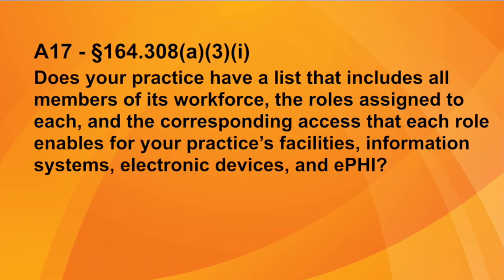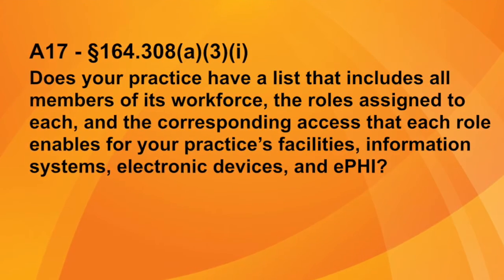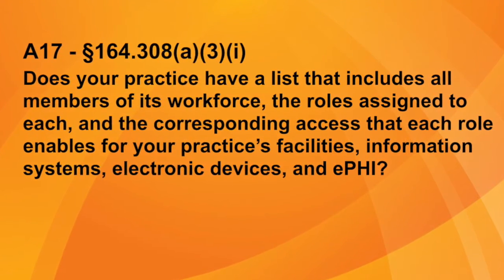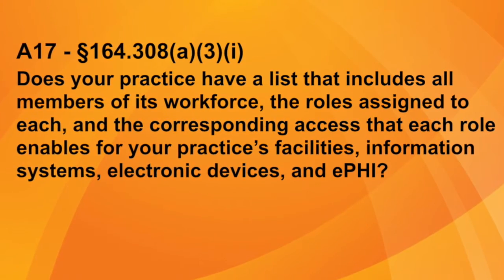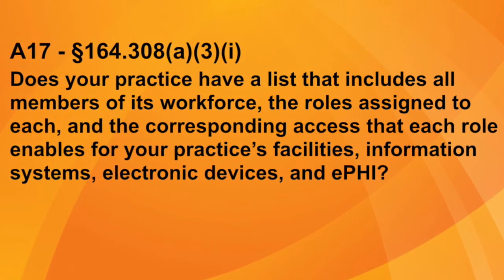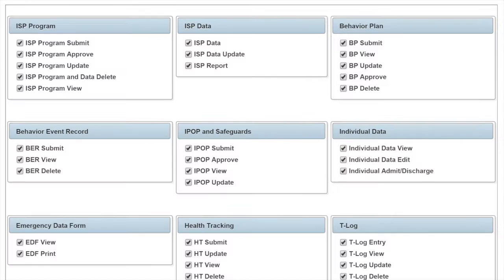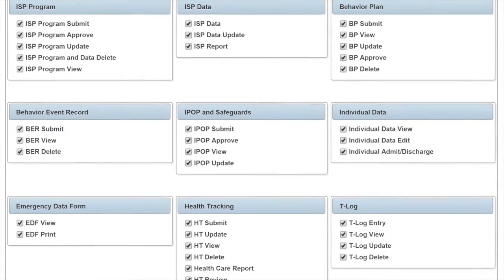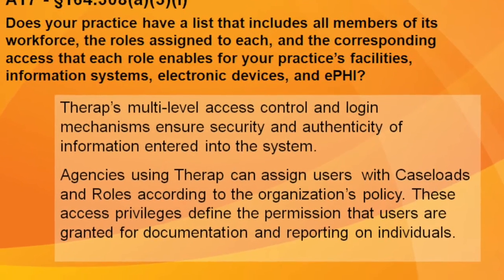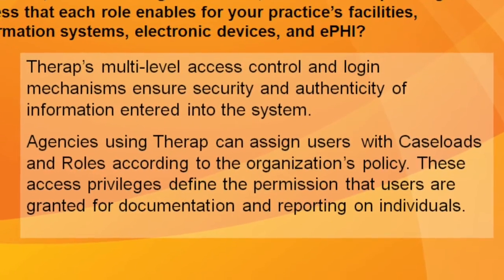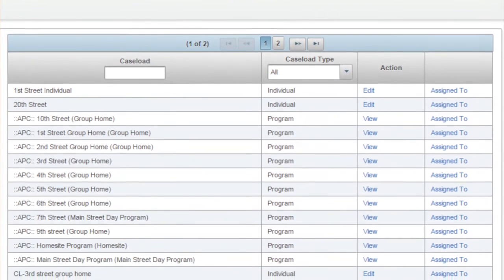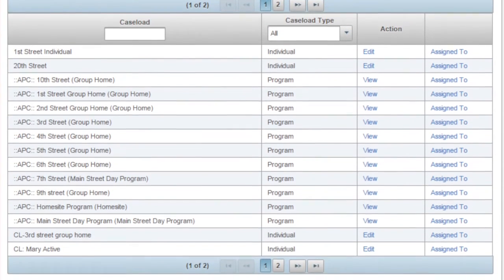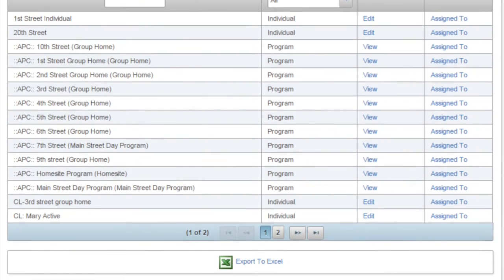And the next question, does your practice have a list that includes all members of the workforce and roles assigned to each, and the corresponding access that each role enables for your practice's facilities, information systems, electronic devices, and ePHI? In this case, Therap has a multi-level access control that's going to restrict user access based on roles and privileges. So each user will be assigned a caseload, and each user is also assigned a role dictating what they can and cannot access in the system. Agencies using Therap can assign users with caseloads and roles according to the organization's policy. These access privileges define the permission that users are granted for documenting and reporting on individuals.